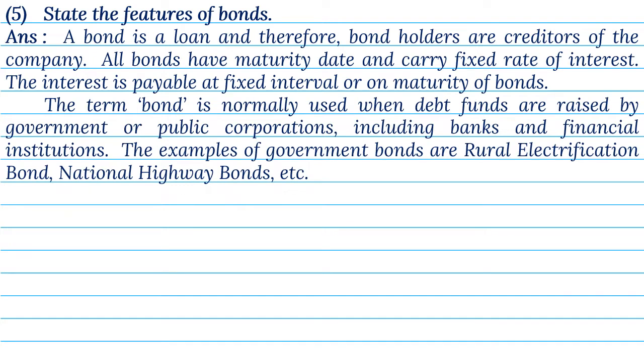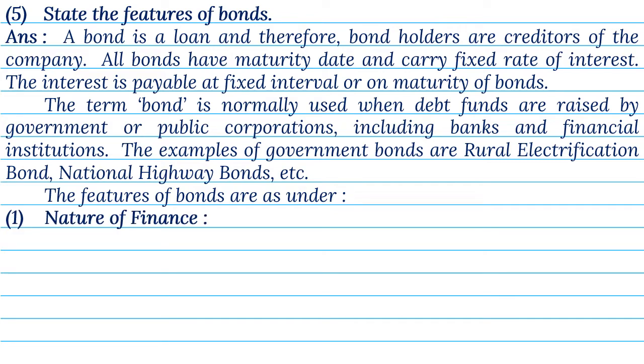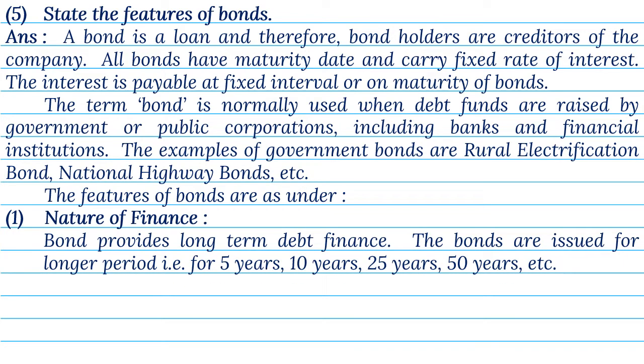The term bond is normally used when debt funds are raised by government or public corporations, including banks and financial institutions. The examples of government bonds are Rural Electrification Bond, National Highway Bonds, etc. The features of bonds are as under. 1. Nature of finance. Bond provides long-term debt finance. The bonds are issued for longer period, that is, for 5 years, 10 years, 25 years, 50 years, etc.